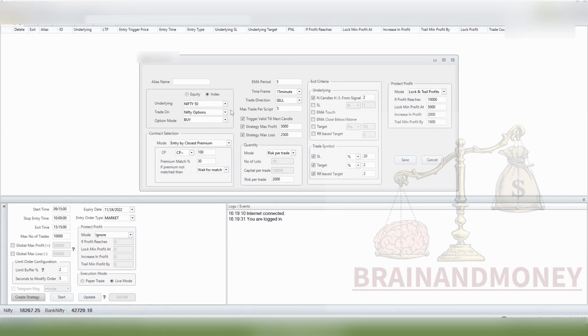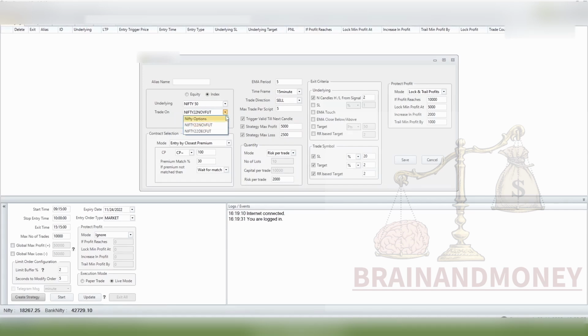For indexes, there are two options available. Underlying, you can select either index or future. So let's say you have selected index and you want to trade on the future, so it will be checking the signal candle and the trigger on the underlying spot chart of Nifty 50, and whenever the trade is triggered, it will take the entry in the future.